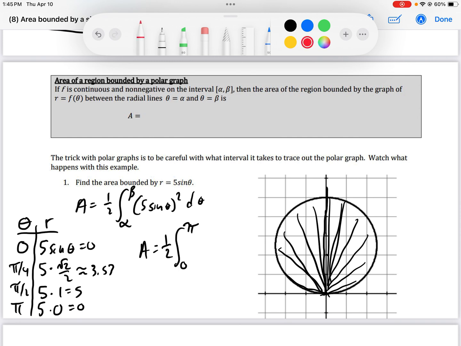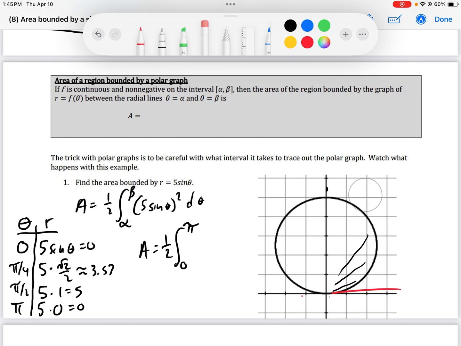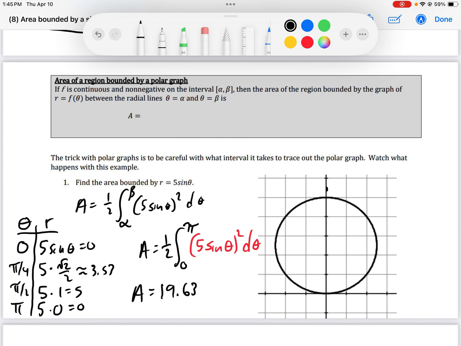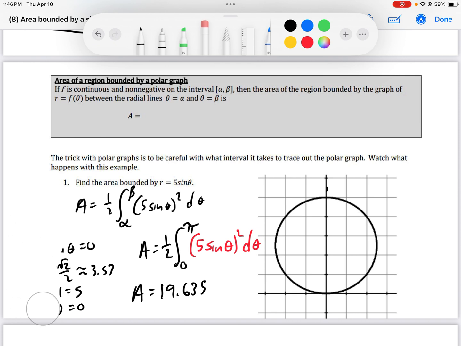And then some people, you can just look at it and say, okay, clearly that's 0 and that's pi. But they do get a little more tricky. So I'm trying to talk about all the backstory. This would be 5 sine theta squared d theta. And I'm going to plug this into my calculator just to make this part a little smoother. And I get 19.635.